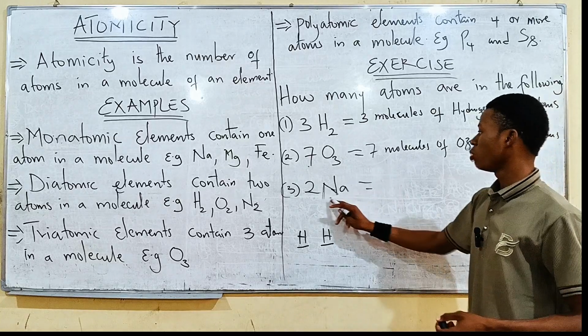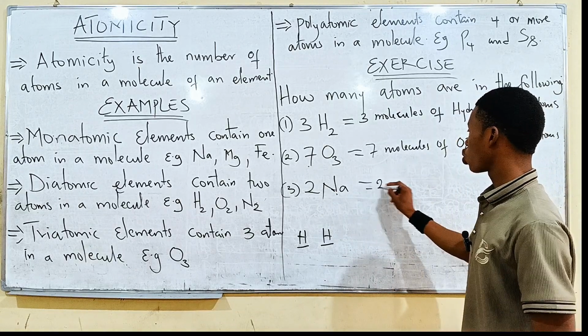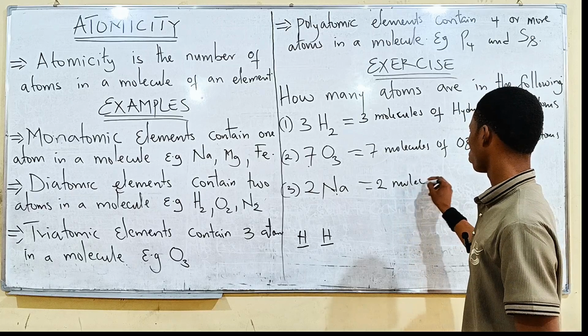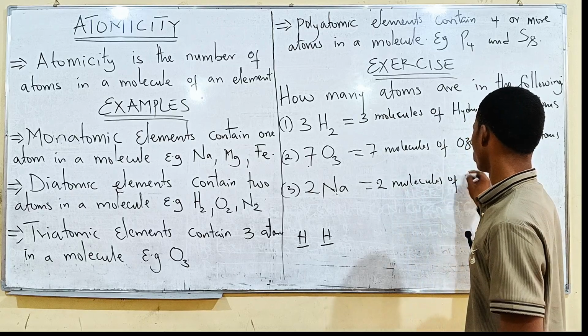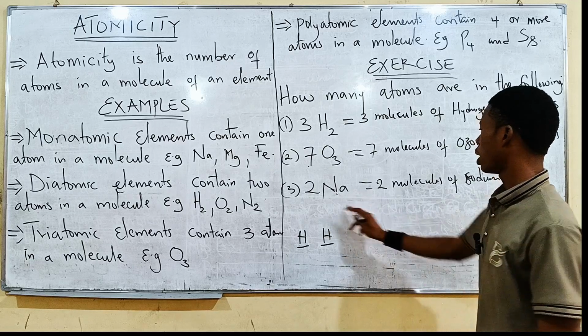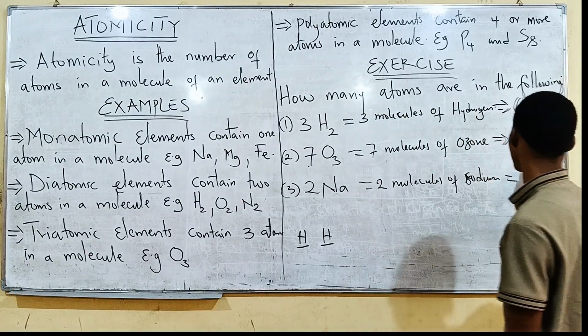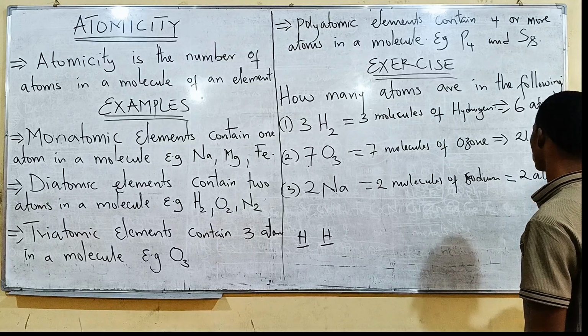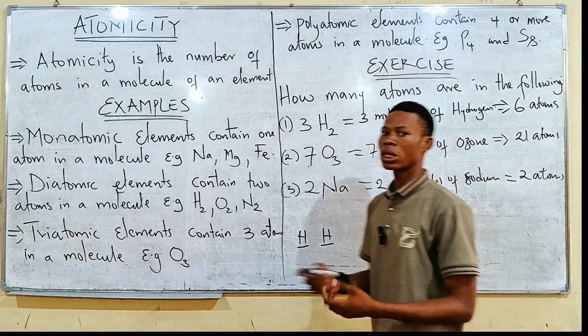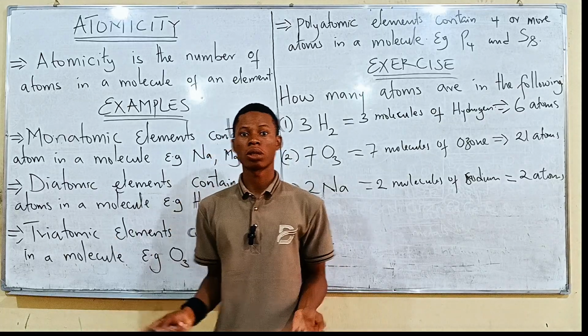Now, sodium here is monatomic. This means 2 molecules of sodium. And since sodium is monatomic, it's just 2 times 1, which is still 2 atoms. So basically, these are some of the things you see under atomicity, and it is very, very important.